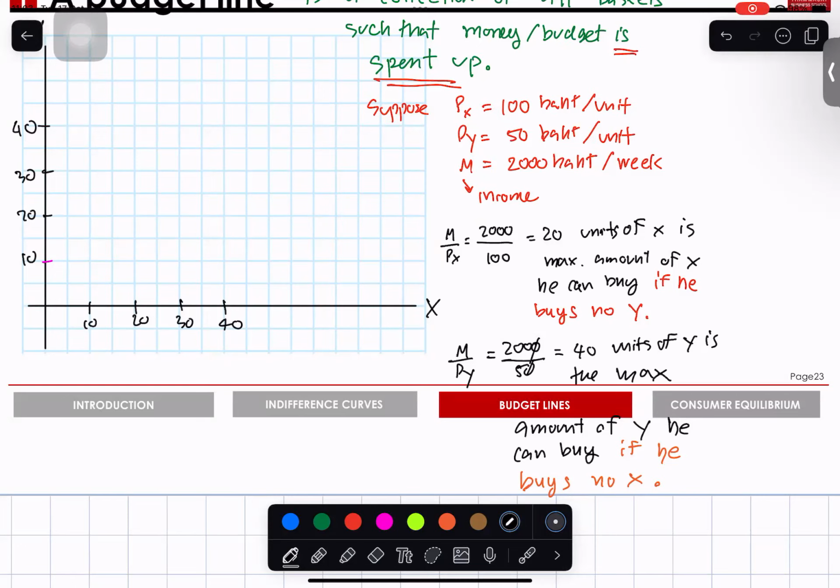So let's find the basket on the space here. This is a consumption space containing X and Y. In this scenario first, if this guy is interested in buying only pizza, good X, with 2,000 baht, he can have the max of 20. So it's here. This red basket, let's call basket C, (20, 0).